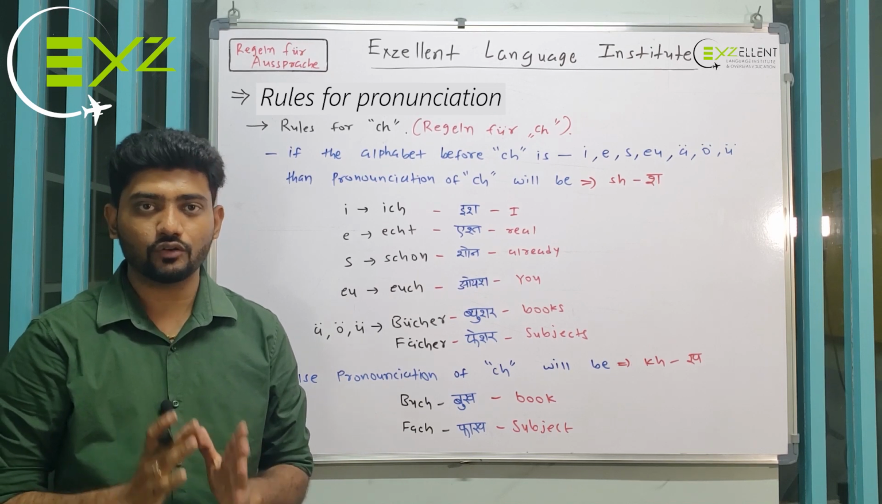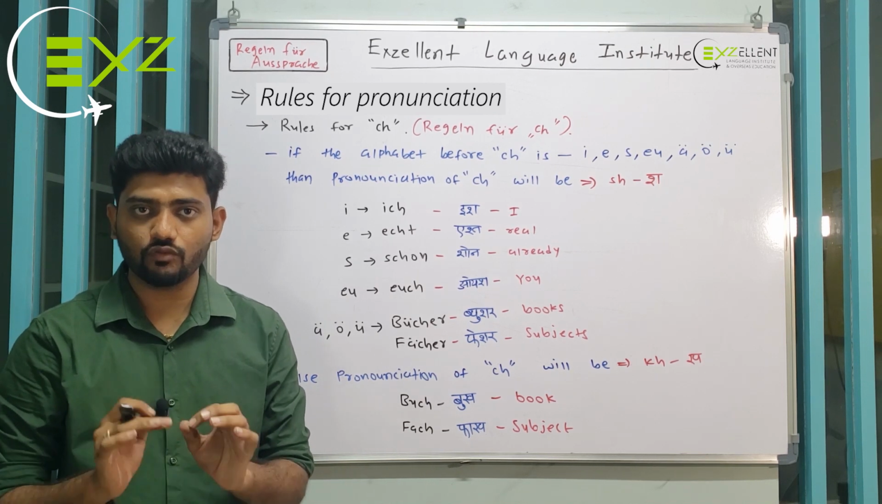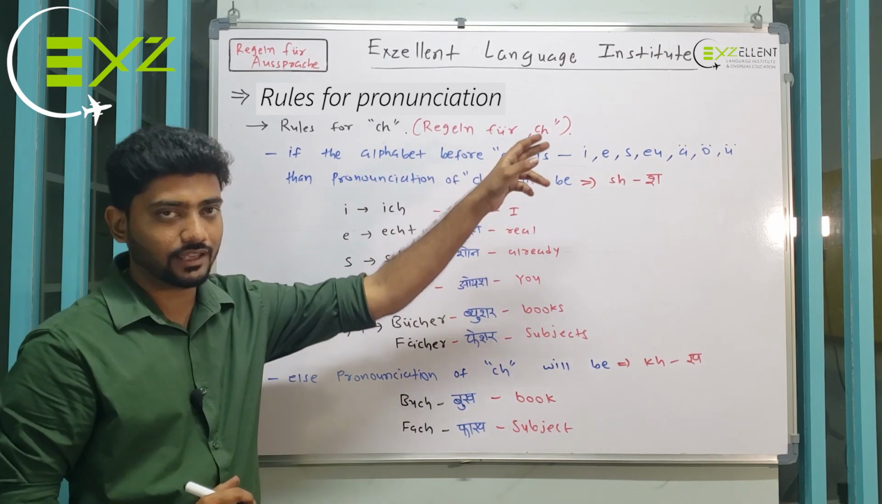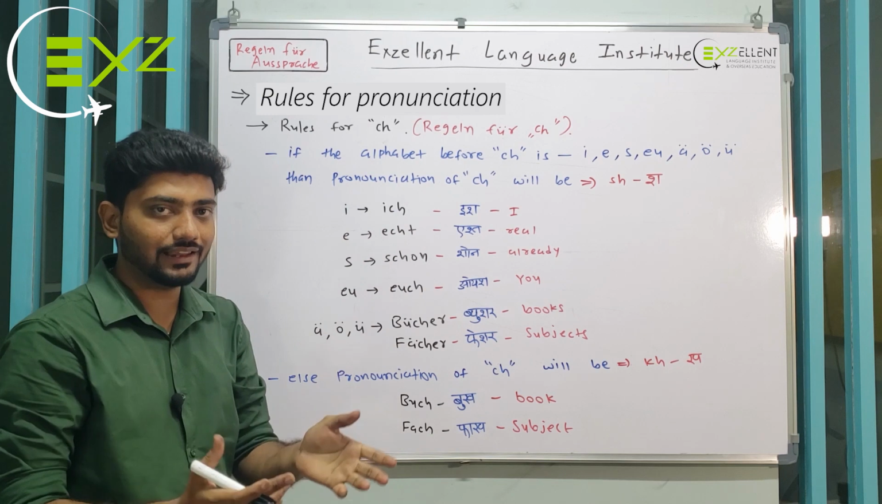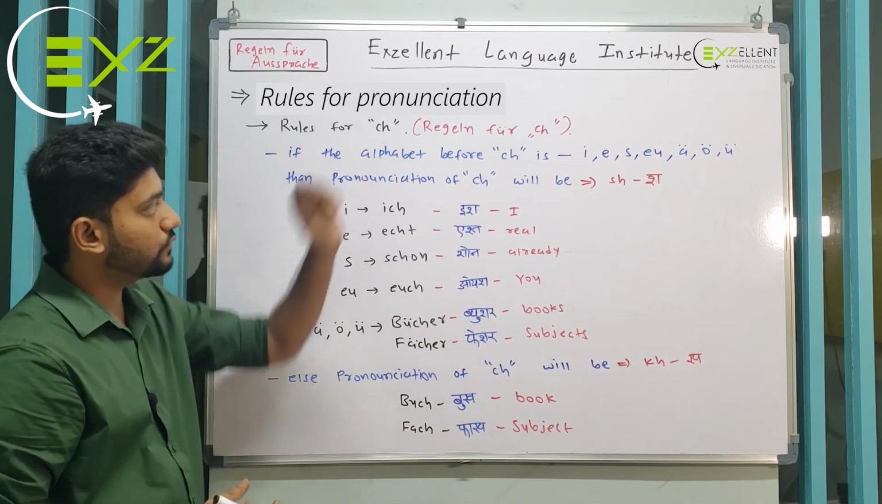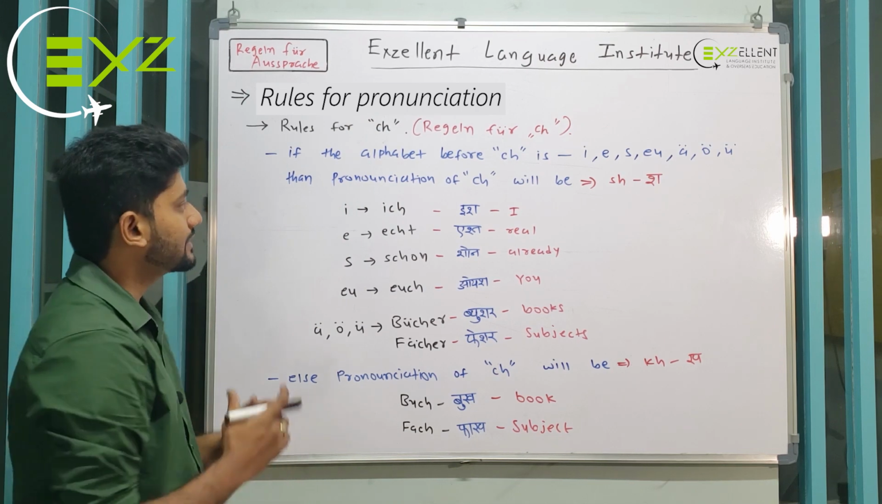In this video, we are going to talk about pronunciation rules for CH. In German language, we can say Regel für CH or we can say Ausspracheregel für CH. Aussprache means pronunciation. Okay, so let's start it.